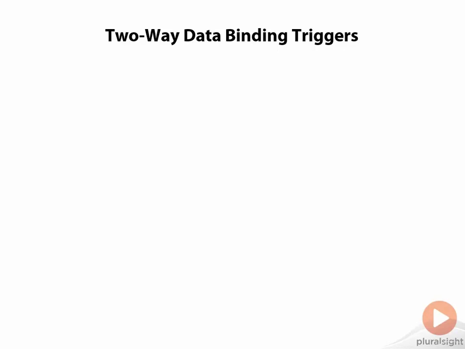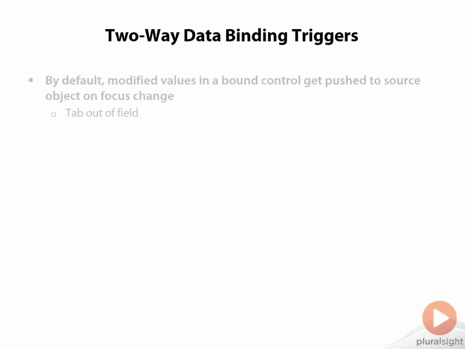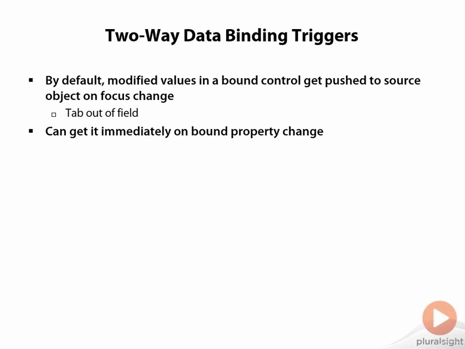Now let's talk about the triggers that cause data to flow through a binding in a two-way data binding scenario. By default, the modified values in a binding control only get pushed down to the source object when you tab out of the field, or really a focus change. So things like minimize, maximize, and switching to another window would also do it. Sometimes, however, you want to get the value sooner than that.